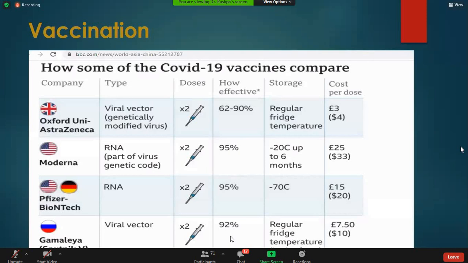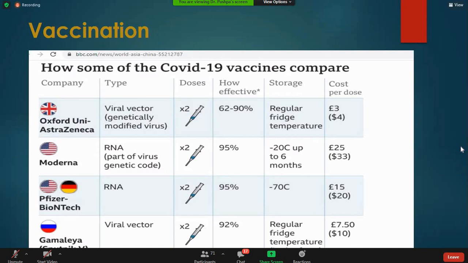But they were not bought because of their temperature requirement. You see, minus 20, minus 70. While AstraZeneca needs only regular fridge temperature, the others require minus 70 degrees, which is harder in countries like ours, which is underdeveloped. We can't get these vaccines.